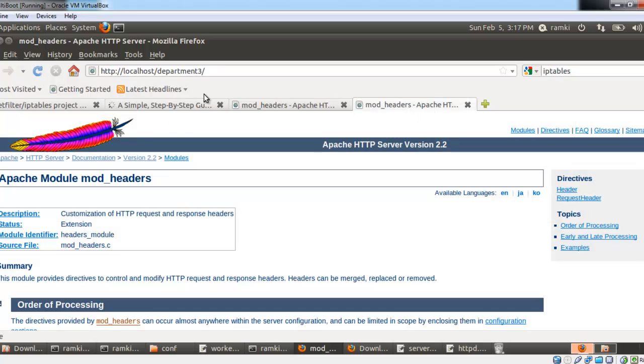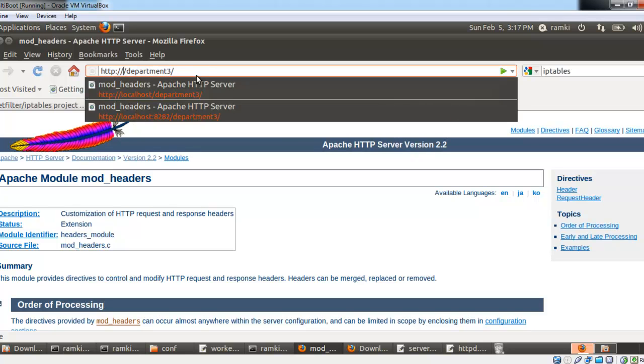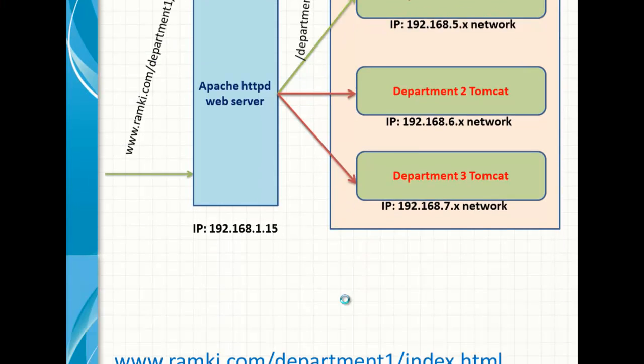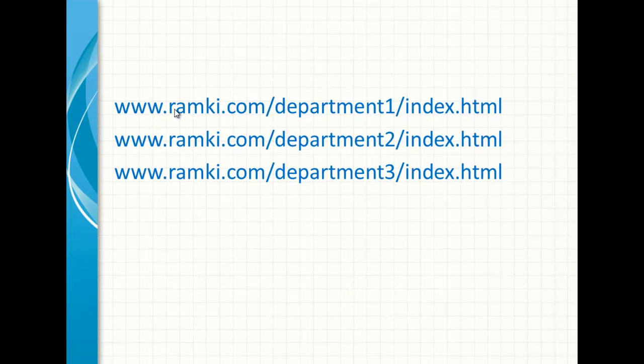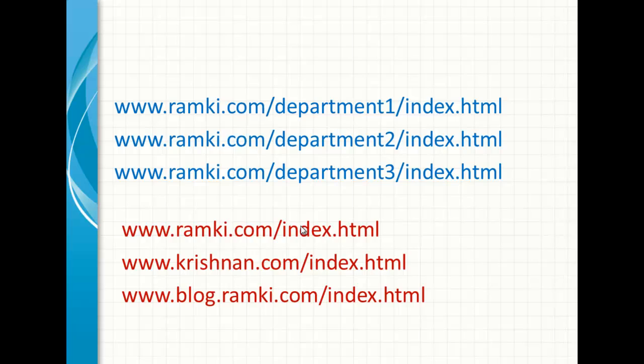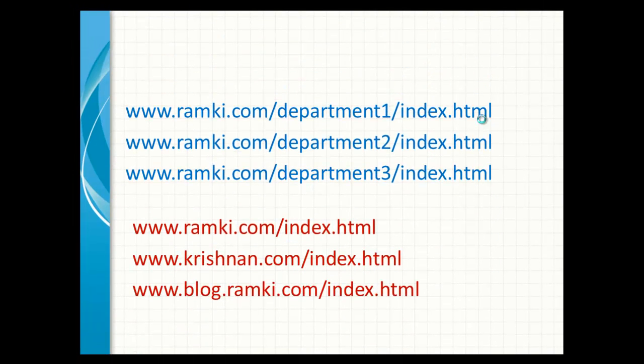Suppose instead of localhost, when you type www.ramki.com, you'll get the same result, because ramki.com and these are brought again to localhost only. Okay, now this part is completed, but what we want, we don't want it like this, ramki.com slash department 1 or ramki.com slash department 2. We want it like this, ramki.com slash index.html. But okay, we need to convert this one to that using this module.